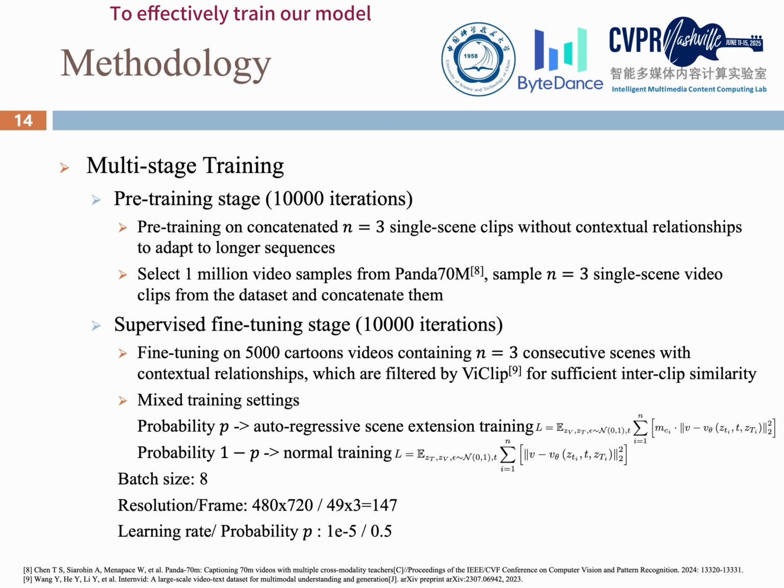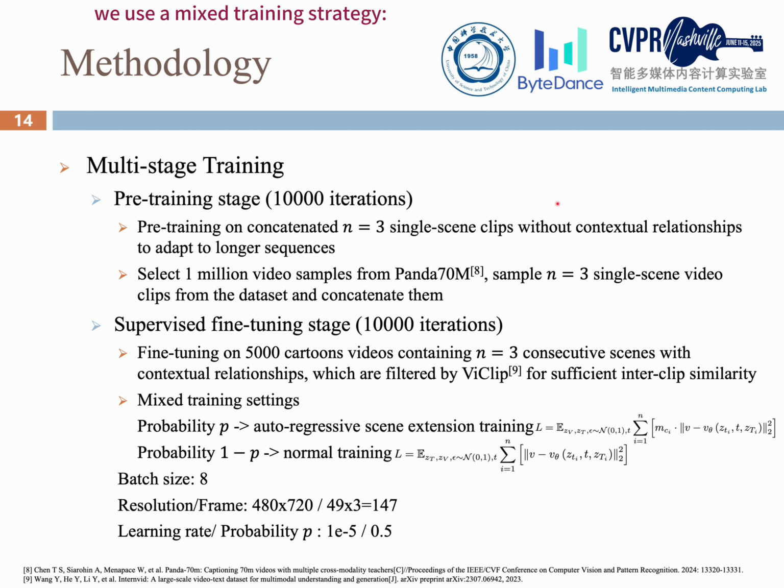To effectively train our model, we adopt a two-stage training strategy. In the pre-training stage, we sample 3 single-scene clips from Panda-70M and concatenate them, but without enforcing any semantic relationship. The goal here is to help the model adapt to longer token sequences. Then, in the supervised fine-tuning stage, we switch to a curated set of 5,000 cartoon videos, each containing 3 consecutive scenes with contextual relationships, filtered by ViCLIP to ensure high inter-scene similarity.